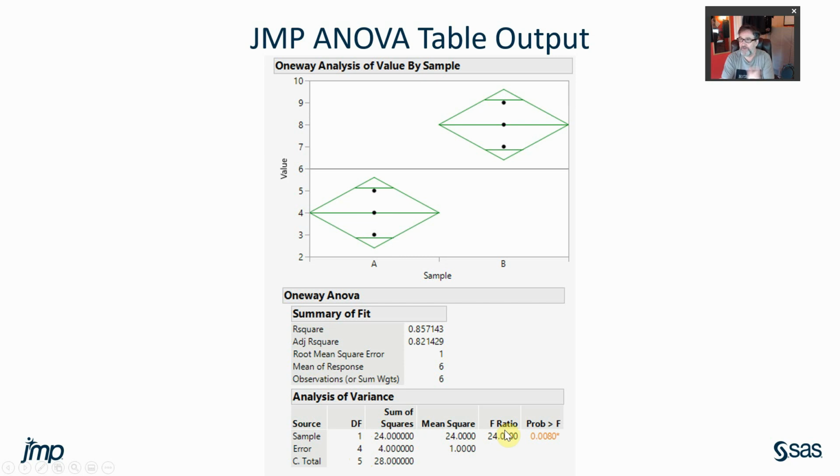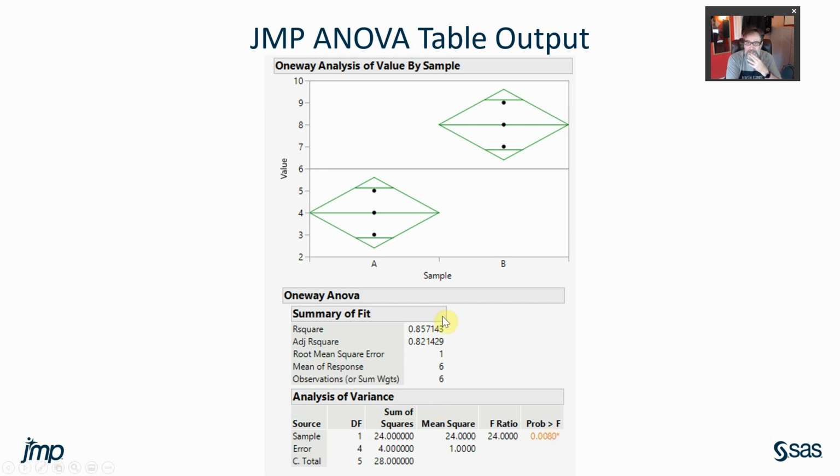Now the F ratio, which is the equivalent of the t statistic, is basically just the mean square for the model divided by the error. So that's the ratio. 24 divided by 1 is 24, which translates to a fairly low p-value, which means we're fairly confident we can reject the null hypothesis.